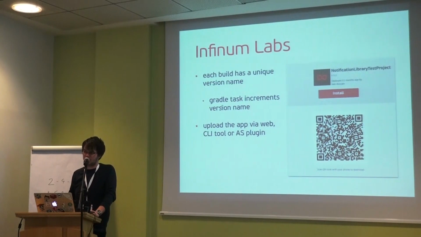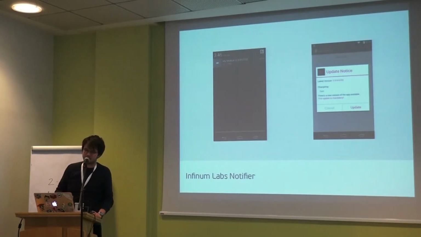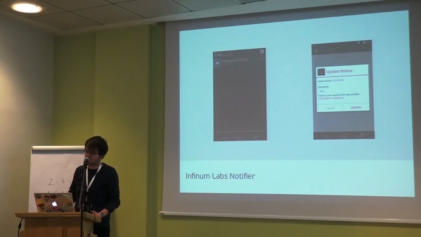Each build has a unique version name. We have a Gradle task which increments the version name at each compile, and you can upload the app to this web page either by web, or you can use a CLI tool, or you can use a custom Android Studio plugin which we also developed. And the clients are notified about new app versions with our custom library, which is called Infinum Labs Notifier. It basically checks every time you start the application if a new version is available, and then it notifies the user either by push messages or by in-app dialogues.